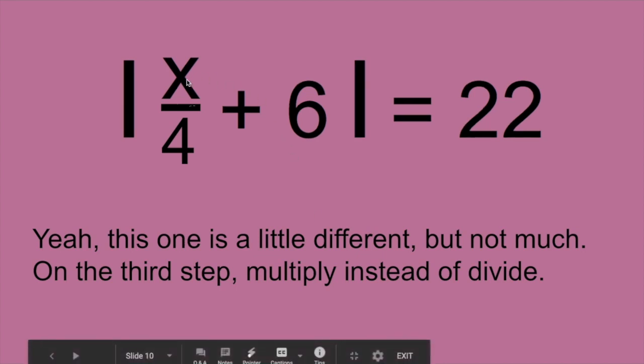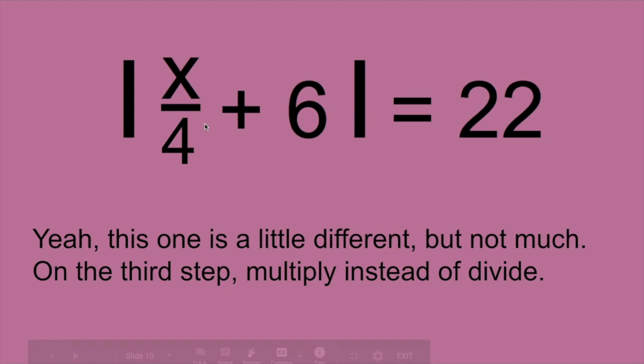Ooh, don't be scared. Yeah, we didn't have an example like this, but you remember back doing two-step equations in the beginning of the school year. So when we get to the point where we used to divide, we're going to multiply instead. Not a big deal.